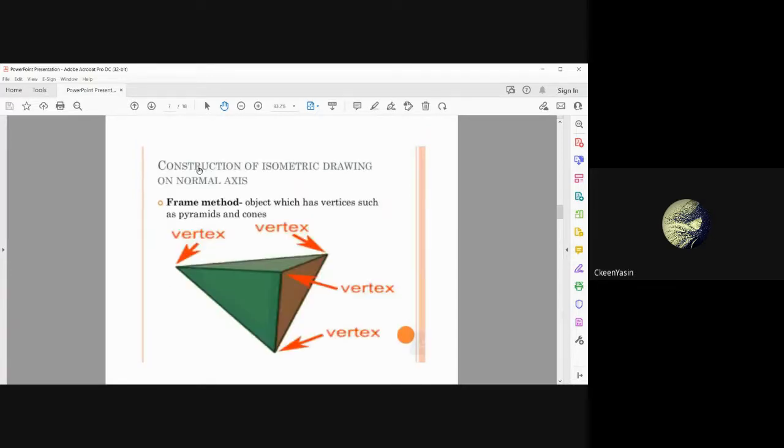So next, if you have something that is a pyramid or a cone, for example a tree or an object that is cone shaped, or for example a normal roof, this is the vertex, the peak. It will look something like this. Later we will take a look at how it becomes something like this.